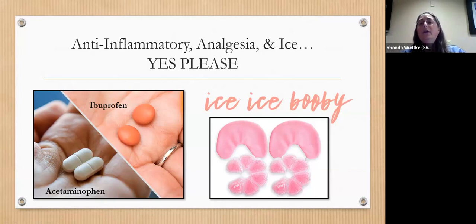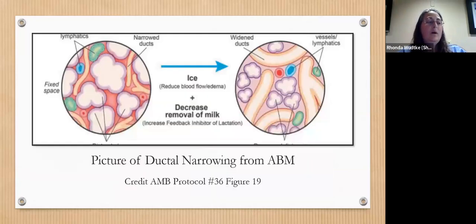We also know that we can use just frozen peas and corn in a Ziploc bag. You can Google how to make DIY ice packs. One part isopropyl alcohol to three parts water, just thrown in a bag, creates kind of that gel and works really nicely as well. So this is what the inside of the duct looks like.